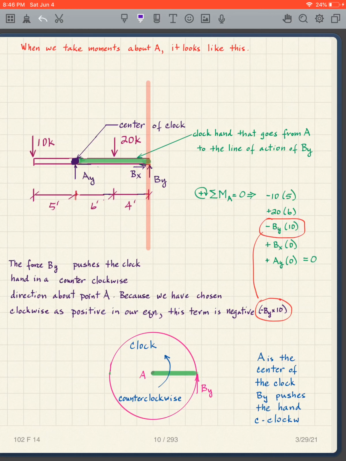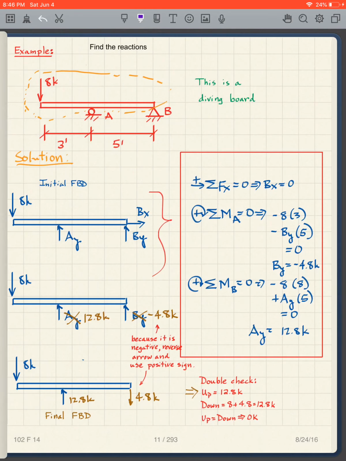And remember, we have to be true to our drawing. We started with this free body diagram, and we have to follow that free body diagram. We can't start changing things.